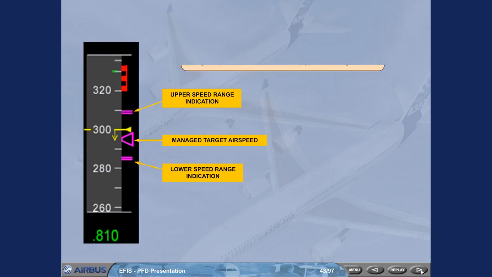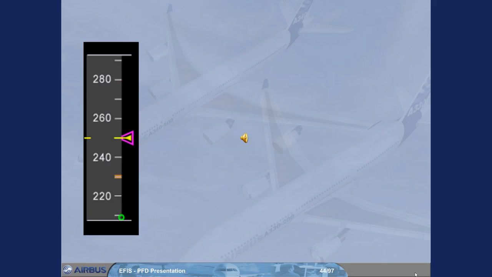Following initial deceleration to 250 knots, there is an indication of the next flap limiting speed, VFE next. In this case, the next flap setting is 1, so an indication is shown at 230 knots. The VFE next indication will be visible, provided the aircraft is below 20,000 feet. Green dot speed may also be visible.